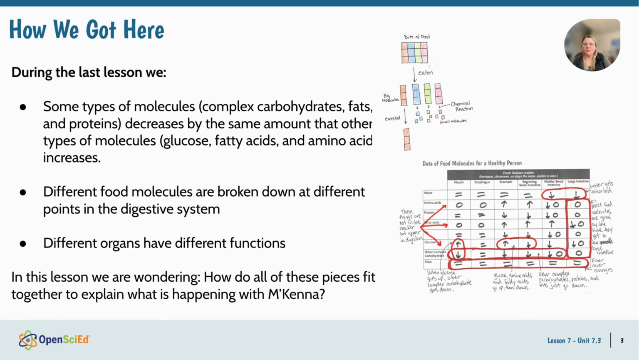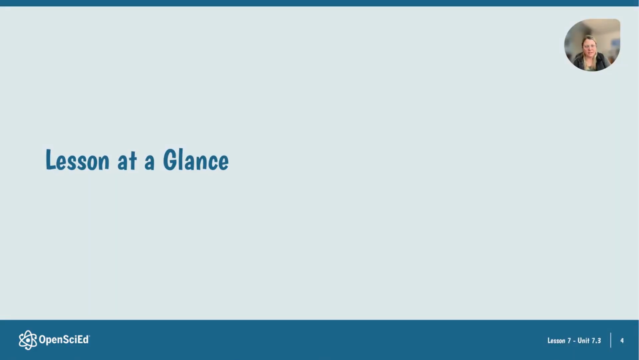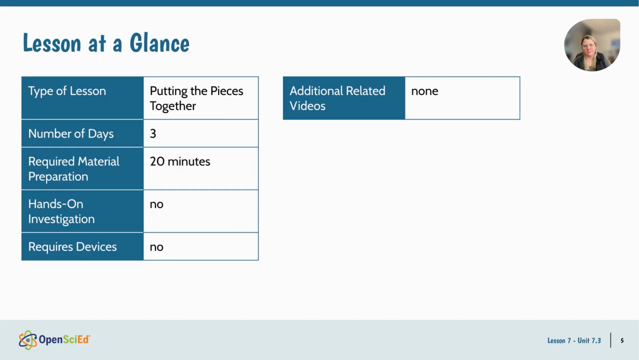Let's take a minute and remember how we got here from Lesson 6. In Lesson 6, we figured out that some types of molecules, meaning complex carbohydrates, fats, and proteins, decrease by the same amount that other types of molecules, such as glucose, fatty acids, and amino acids, increase. We figured out that different food molecules are broken down at different points of the digestive system, and each organ has a different function. But this left us wondering, how do all of these pieces fit together to explain what's happening to McKenna? So let's take a peek at the lesson at a glance.